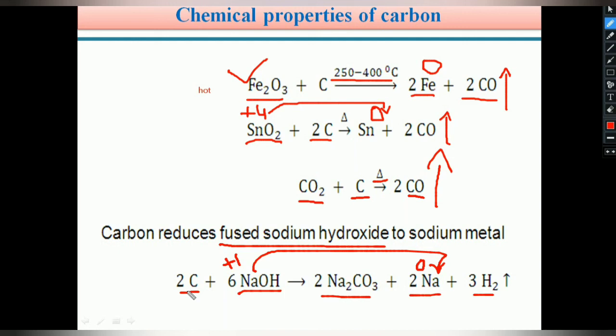So all the definitions you know very well. We discussed in class very clearly: oxidation, reduction, oxidizing agent, reducing agent. Here carbon acts as a reducing agent. It reduces metal oxides, higher oxides to lower oxides, metal oxides under hot conditions, hot oxides into corresponding metals. Similarly, fused sodium hydroxide is reduced into sodium metal. So students, these are the chemical properties of carbon.